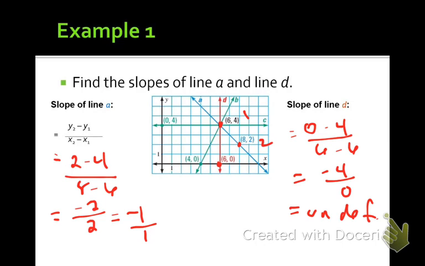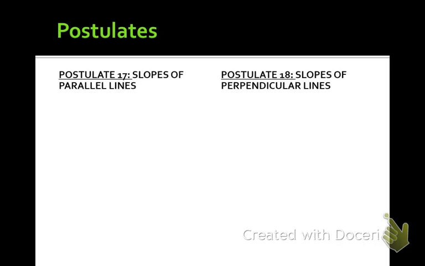Not to mention it's a vertical line, so that tells us that a vertical line has an undefined slope. Can you just look at it and say undefined, or do you have to go through it? As long as you tell me that a vertical line has an undefined slope, that's fine. Don't need to see any work there. Any other questions?